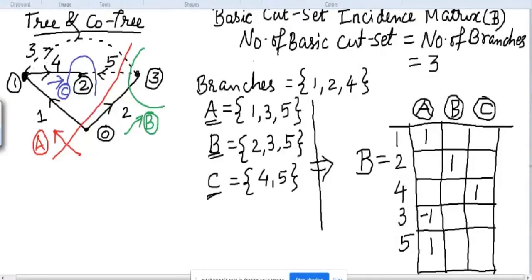Okay, so this 3 is outgoing, that's why this 3 is negative, because for this node we have already considered incoming as positive. And 5 is incoming, that's why I have taken 5 as positive. Alright, is it clear, everyone?